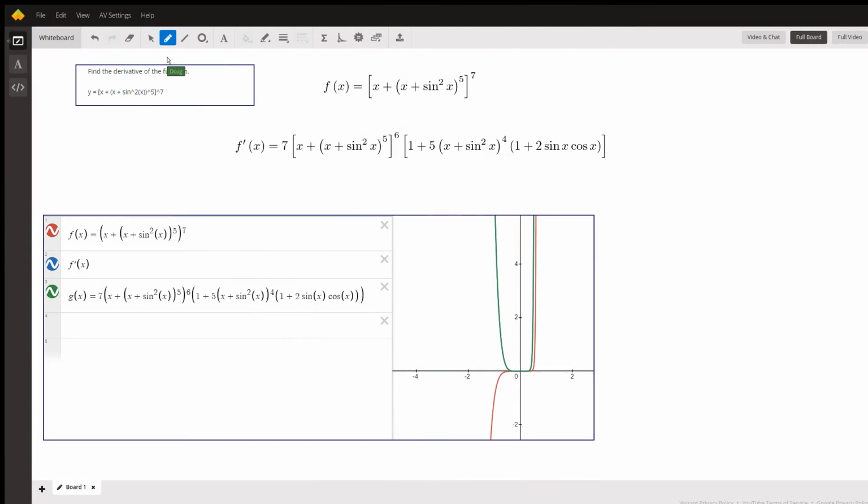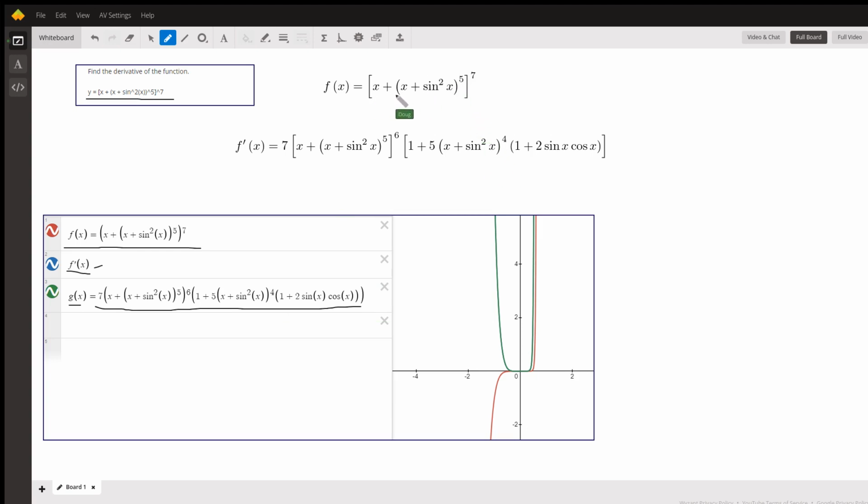Okay, you're asked to find the derivative of this function right here. You're going to have to use the chain rule multiple times. Here's the graph of that function on Desmos, this red graph. Here's f prime of x, which is overlaid by g of x. They're identical. So f prime, this is f prime right here, which matches what I put on the whiteboard. So let's see how we get that.